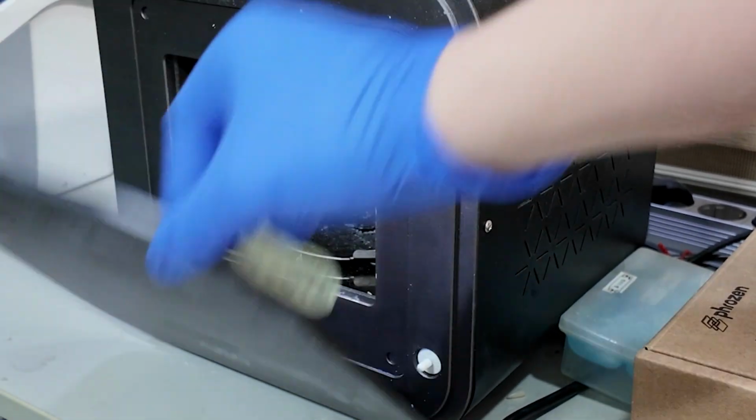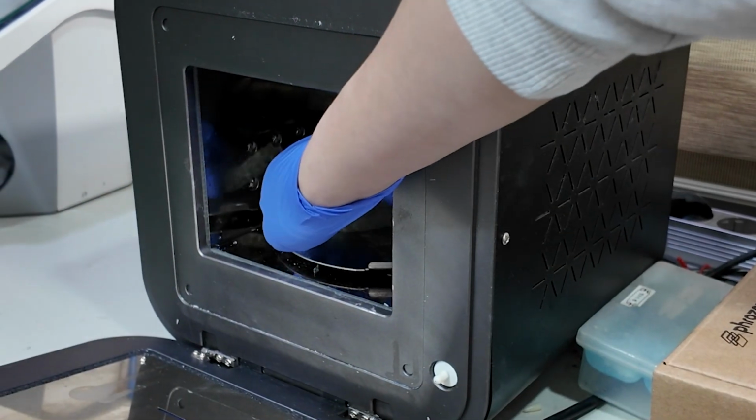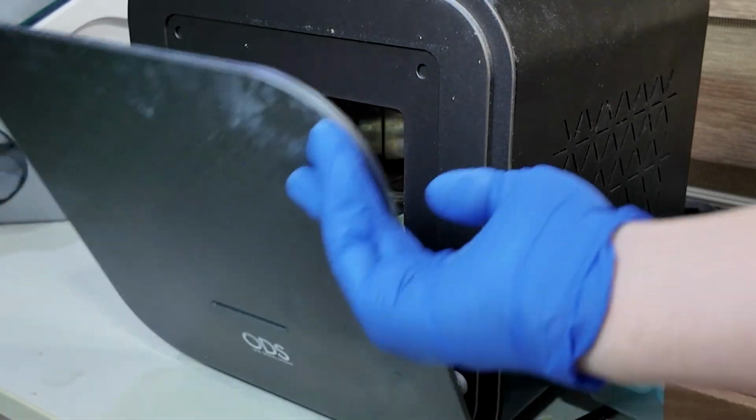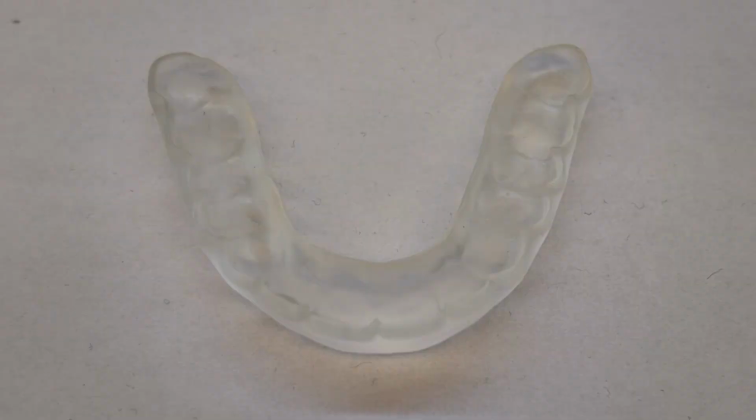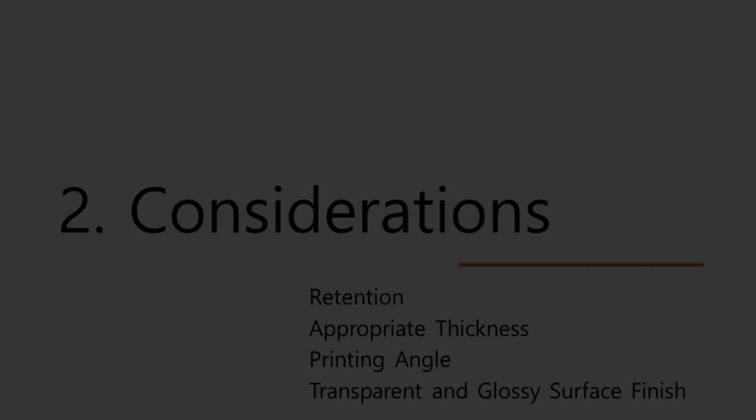Post-curing. Finally, for some materials, post-curing under UV light or heat is necessary to achieve the final strength and surface finish. We'll cover the basics of post-curing and how it enhances your model's properties.